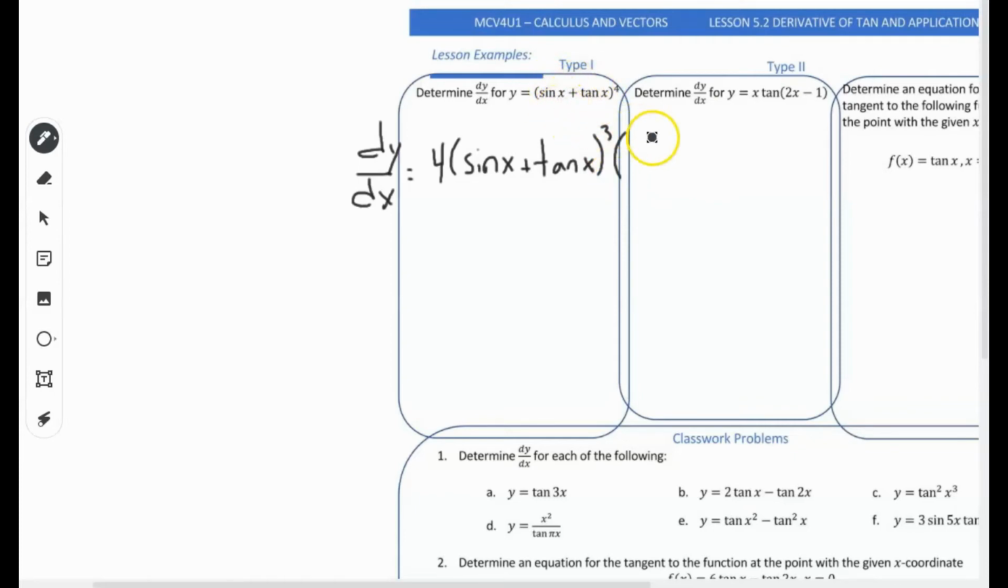So sine of x is cos x, and tan of x is our secant squared of x. There we go. So one step, we're done.